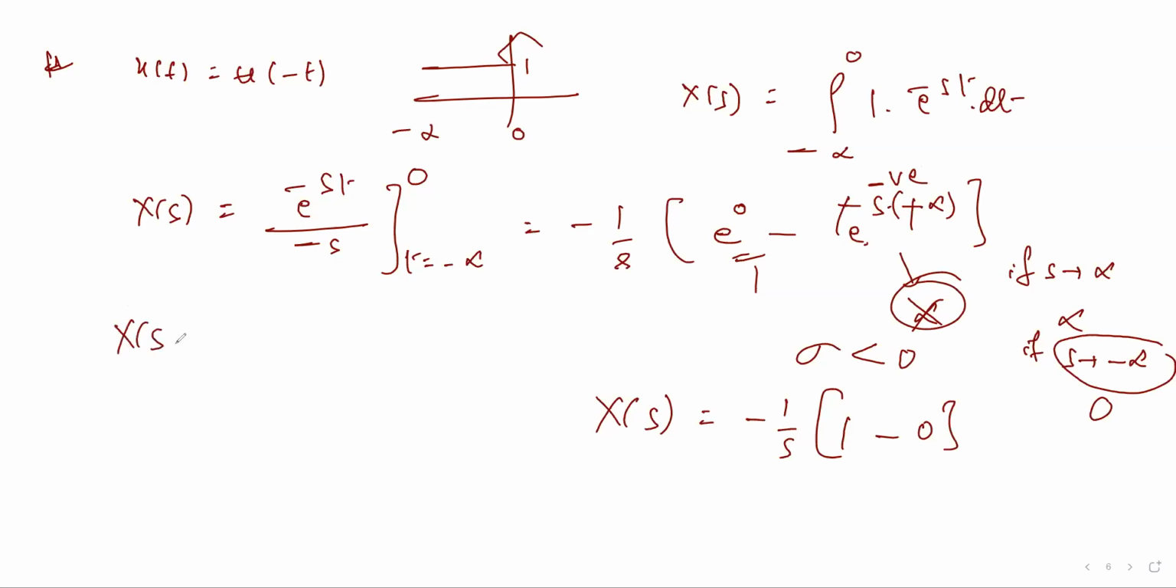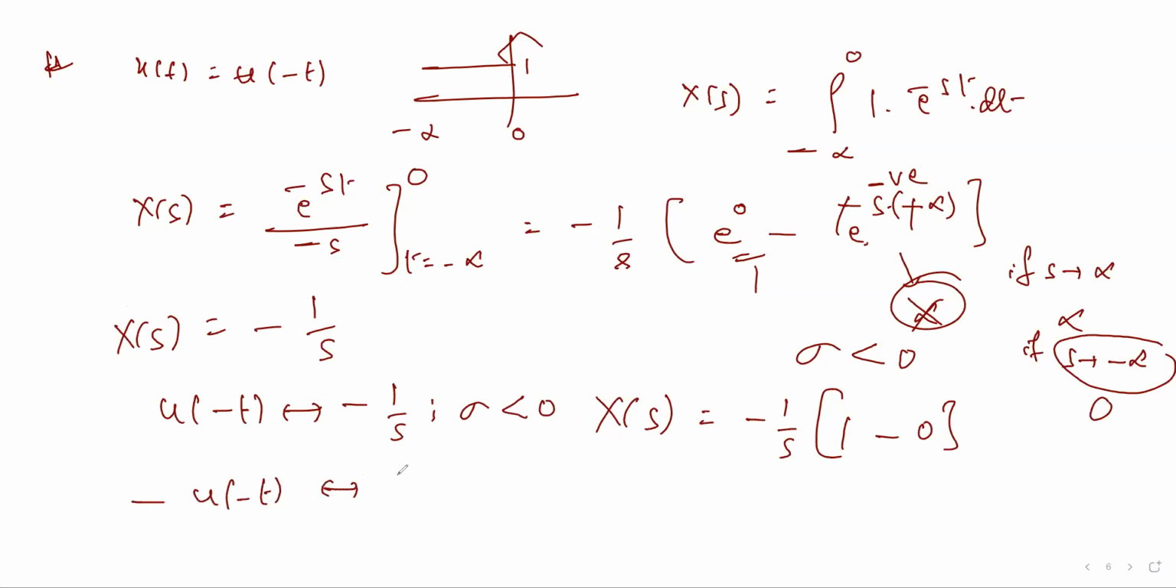So what is x of s? Minus 1 by s. What is that? U of minus t, Laplace transform minus 1 by s with ROC sigma less than 0. If I multiply with the minus sign both sides, it is 1 by s with sigma less than 0. Amplitude multiplying with minus sign cannot affect the ROC. The individual variable t, if we multiply with minus, ROC affects. So if we recall, u of t Laplace transform also 1 by s, but ROC is sigma greater than 0.